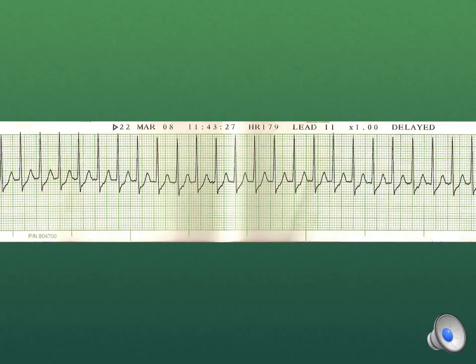Without seeing the beginning of when this rhythm started, it's hard to say if this is an AVNRT or not. It could just be an atrial, a junctional tachycardia with a very high rate. But to be safe, we're just going to call it an SVT.